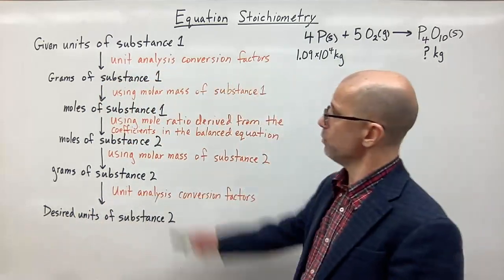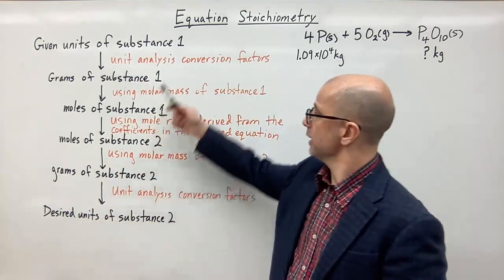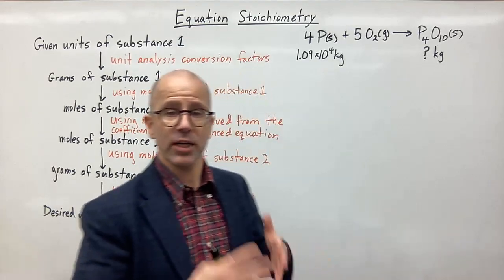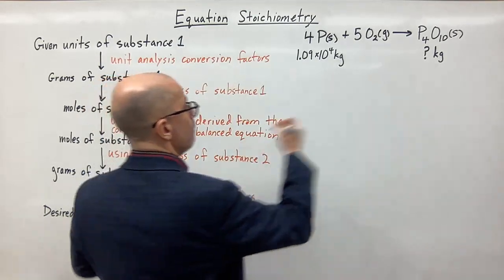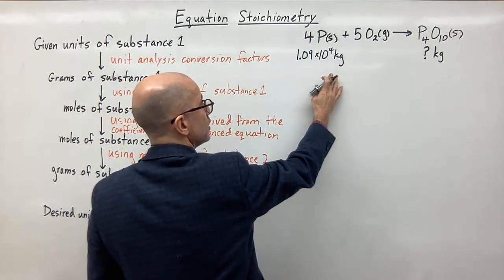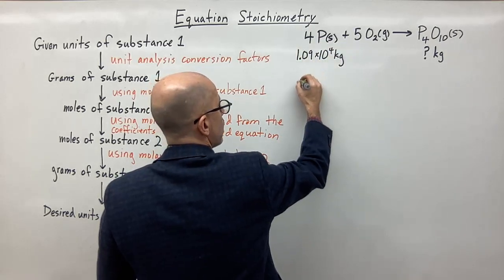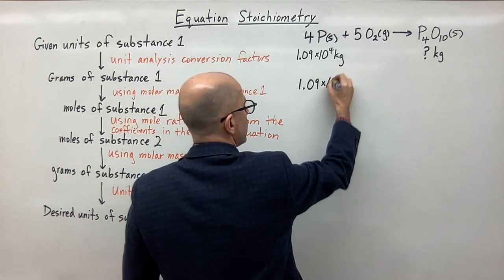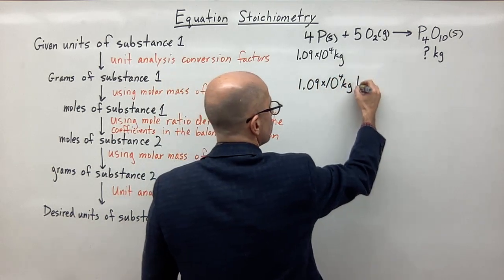So I'm going to use the roadmap. I have kilograms, so the first step is to get to grams. How am I going to do that? I'm going to use the metric conversion factor that I need. Let's start. We always start by writing the substance that we have. So we're starting with phosphorus. I have 1.09 times 10 to the 4 kilograms of phosphorus.